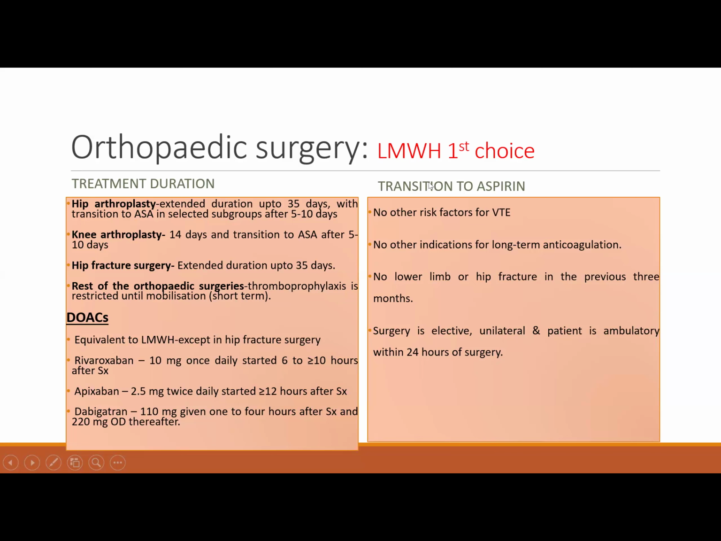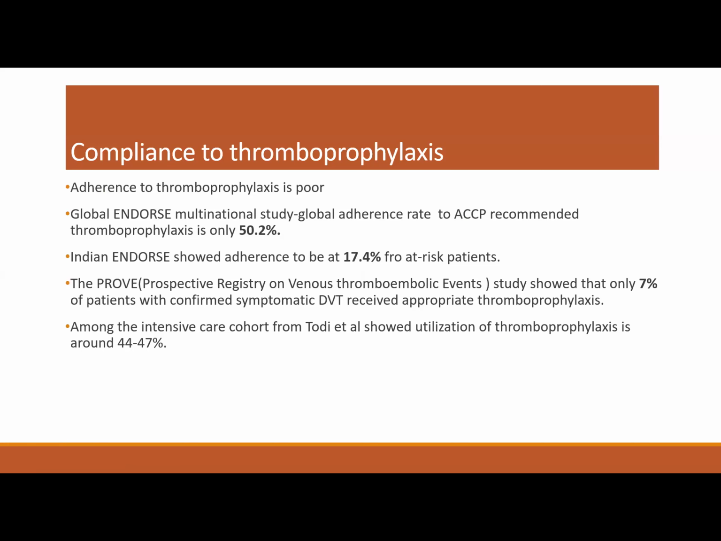In which cases do we transition over to aspirin in cases of hip and knee arthroplasty? Where there are no other additional risk factors for VTE and there is no indication for long-term anticoagulation, and there are no lower limb or other accompanying fractures in the previous 3 months, and the surgical procedure which the patient underwent is purely elective, unilateral, and the patient was mobilized within 24 hours of surgery. In these patients, we can transition over to aspirin after 5 days of low molecular weight heparin.